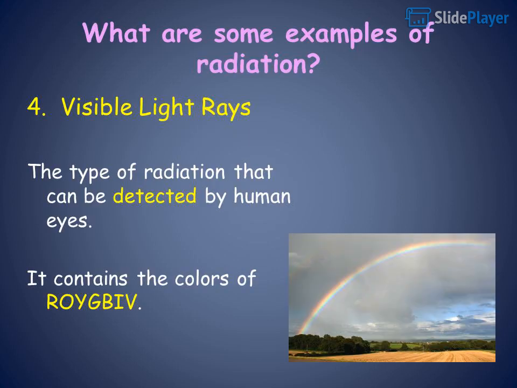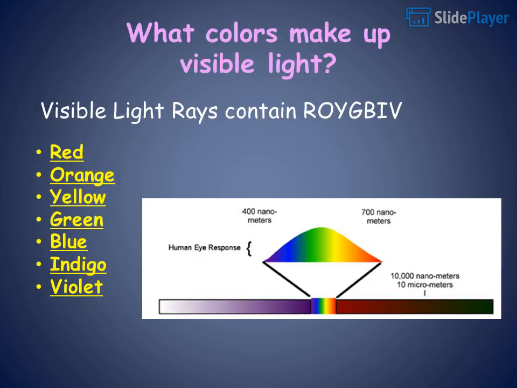What are some examples of radiation? 4. Visible light rays. This is the type of radiation that can be detected by human eyes. It contains the colors of ROY G. BIV. What colors make up visible light? Visible light rays contain ROY G. BIV: red, orange, yellow, green, blue, indigo, violet.